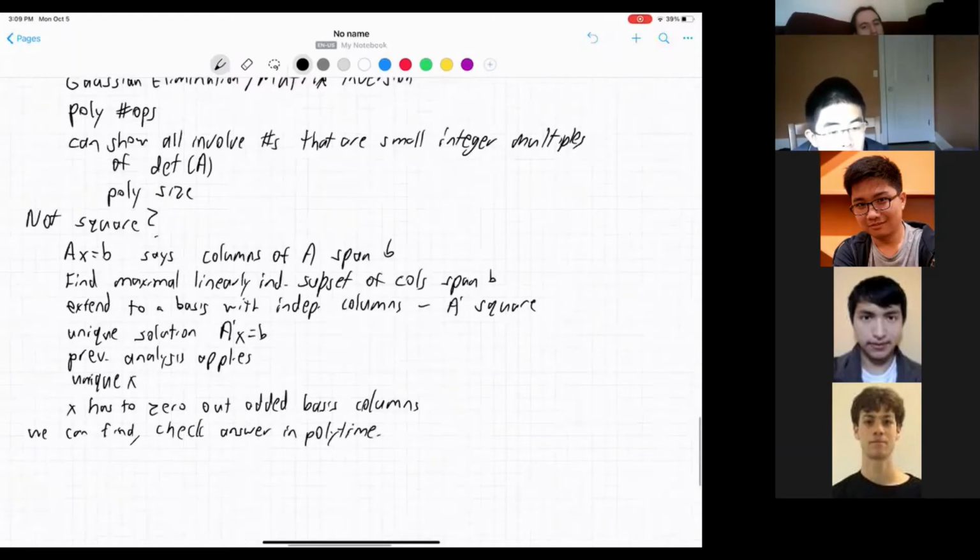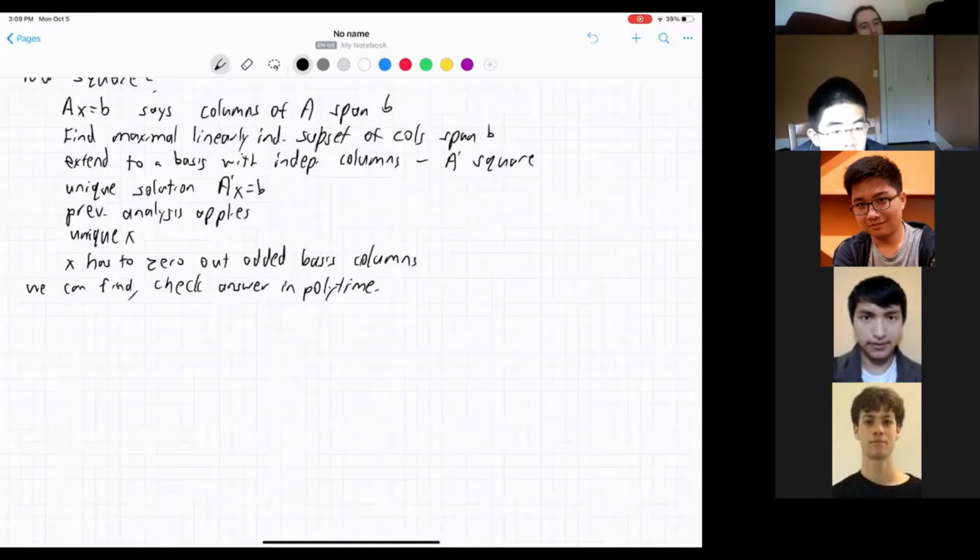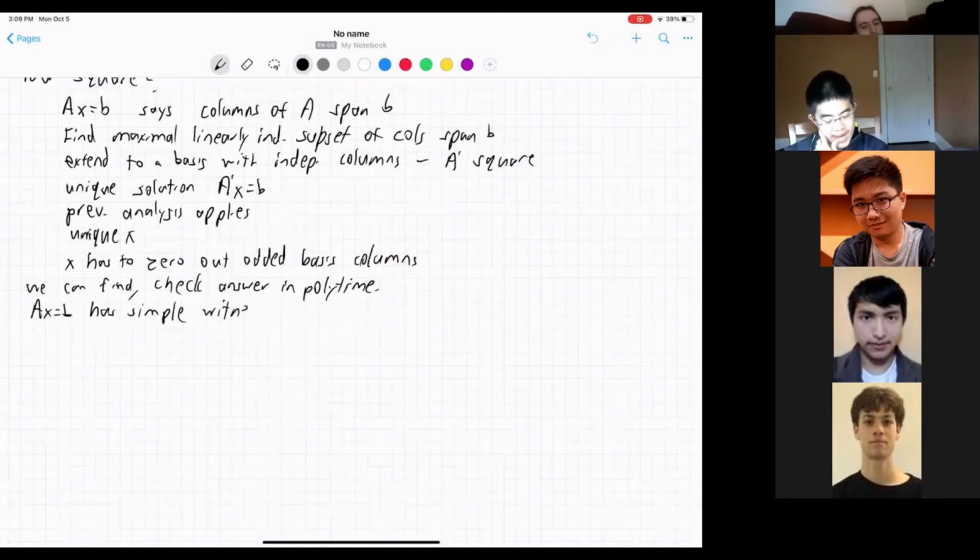But now let me invert the question. Before, I was asking about an easy way for you to prove to me that there's a solution to AX equals B, which I'll call a witness, for solvability.